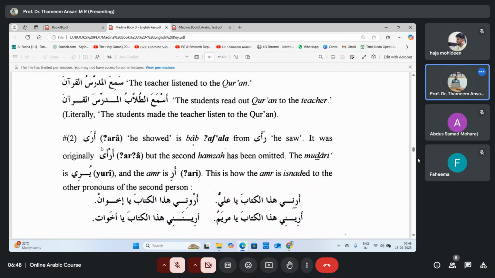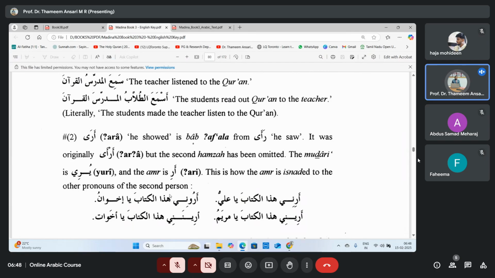Number 2, Ara, he showed. It is Bab Fa'ala, from Ra'a, he saw. It was originally Ar'a, but the second Hamza has been omitted. The Mudari is Yuri and the Amr is Ari. This is how the Amr is assigned to the other pronouns of the second person.